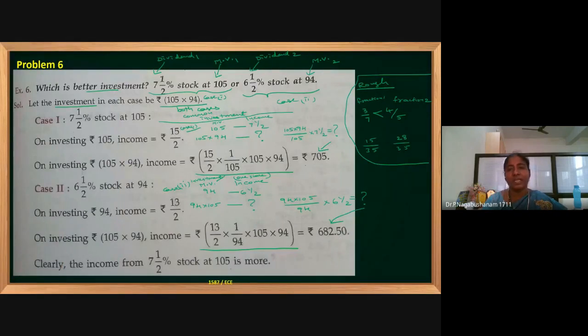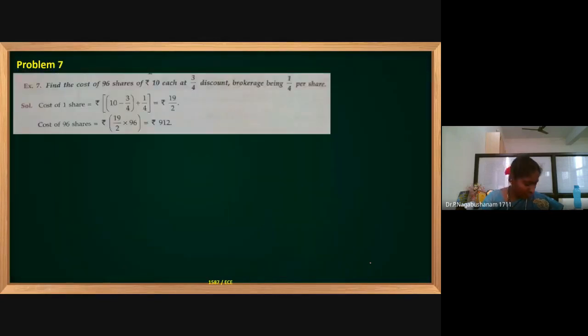Now we can decide which is the better investment. In case 1 we are getting an income of 705 rupees. In case 2 we are getting an income of 682 rupees. So case 1 is more, and case 1 is the better investment. I am going to the next problem.